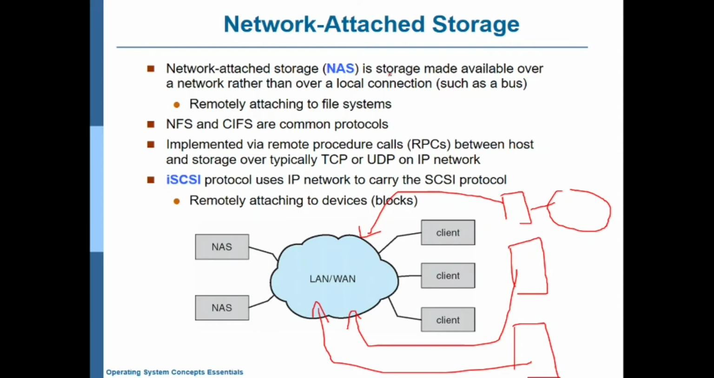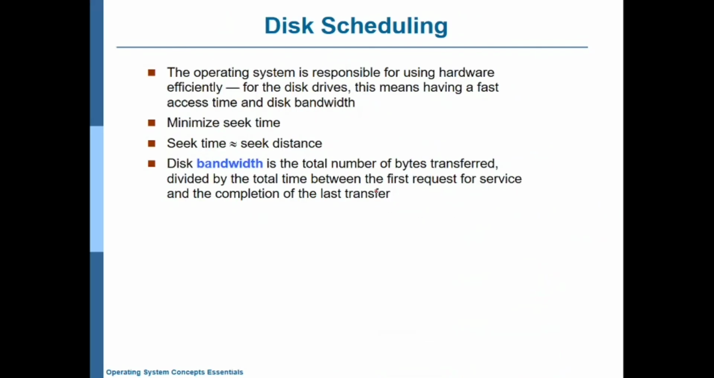Network attached storage is storage made available over the network rather than a local connection. NFS and CIFS are common protocols, implemented via remote procedure calls between the host and the storage, typically over TCP or UDP. iSCSI, the Internet SCSI protocol, uses an IP network to carry the SCSI protocol. So remotely attached devices appear as blocks.